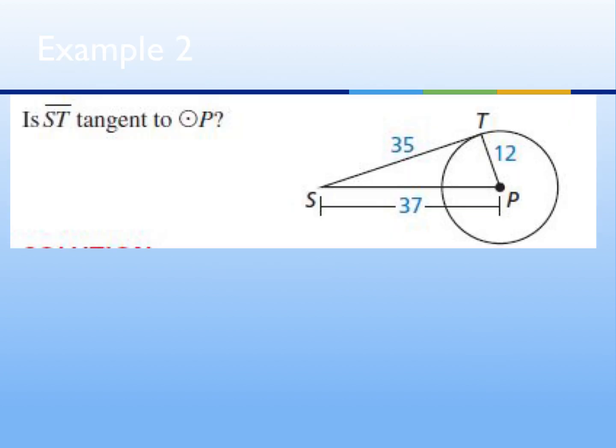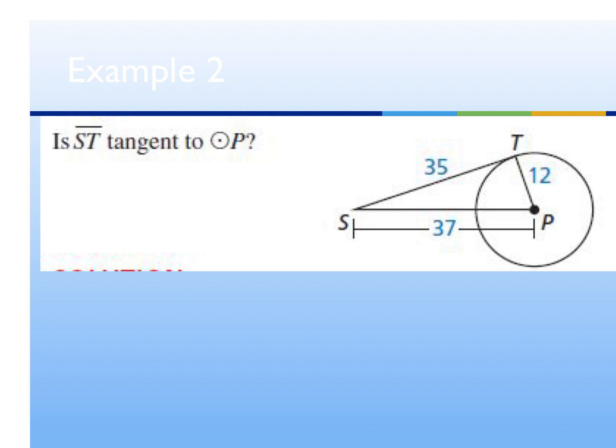All right. Now we get to the examples, the fun part, okay? We're going to jump back over to this slide where it's talking about is ST tangent to the circle P.